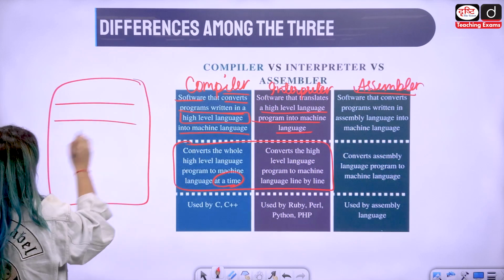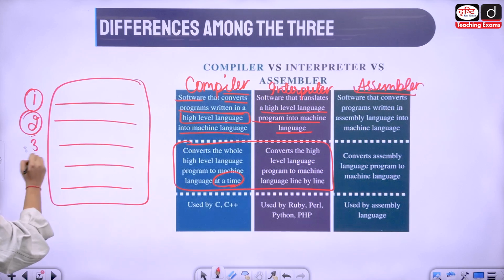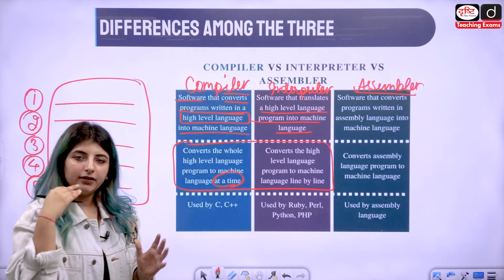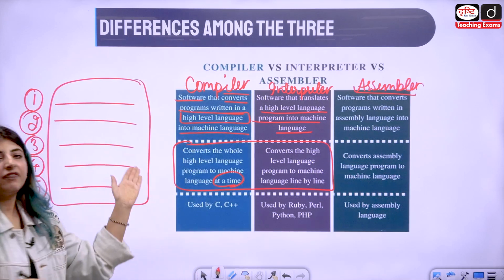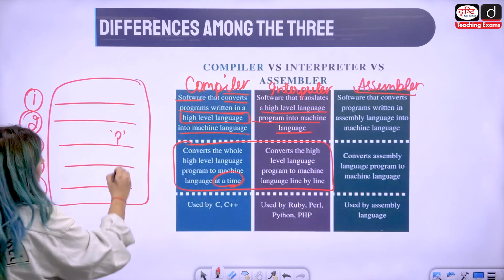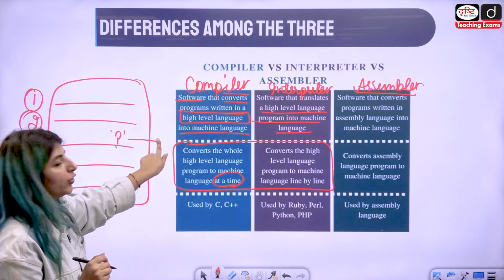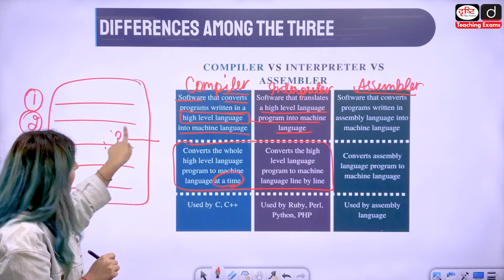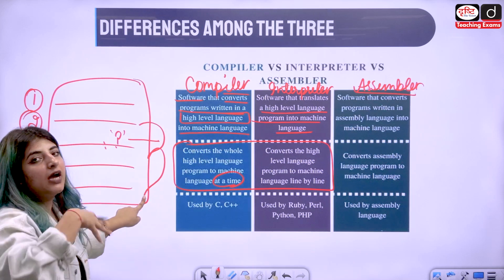Let's just say these are 5 lines, 1, 2, 3, 4 and 5. If the program is being run for language translation and the interpreter finds a mistake in line 3, here there is some mistake that the interpreter has found. Now it will stop the program there and then. So you will have to first of all correct the mistake in line 3. Only then it will move forward to execute the other code.